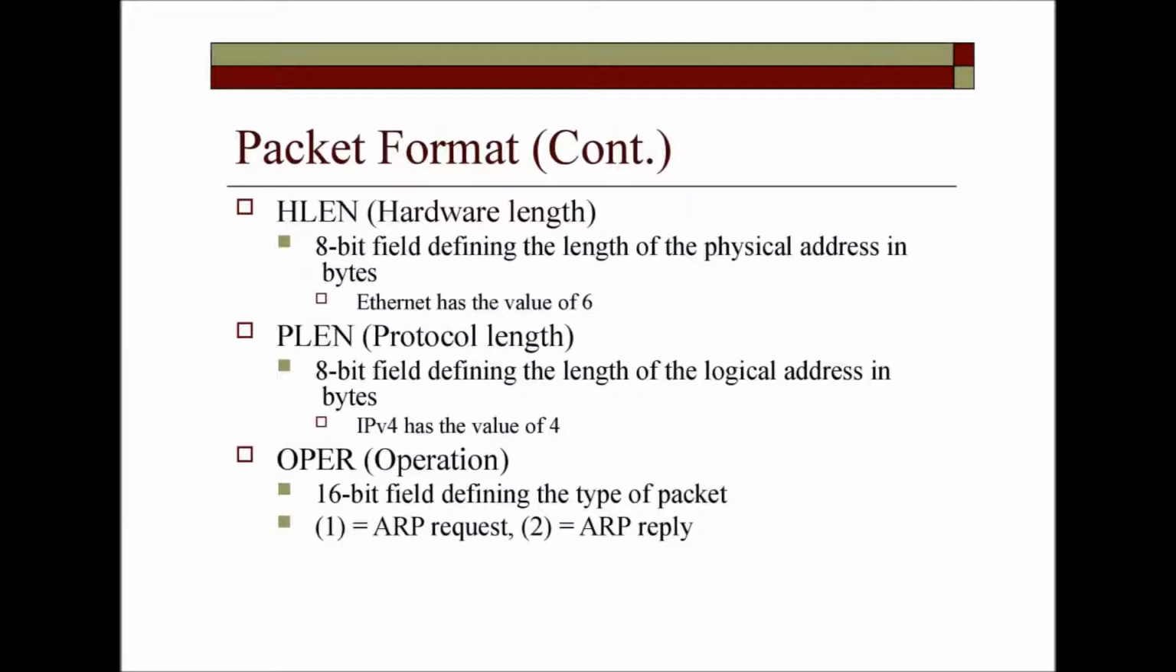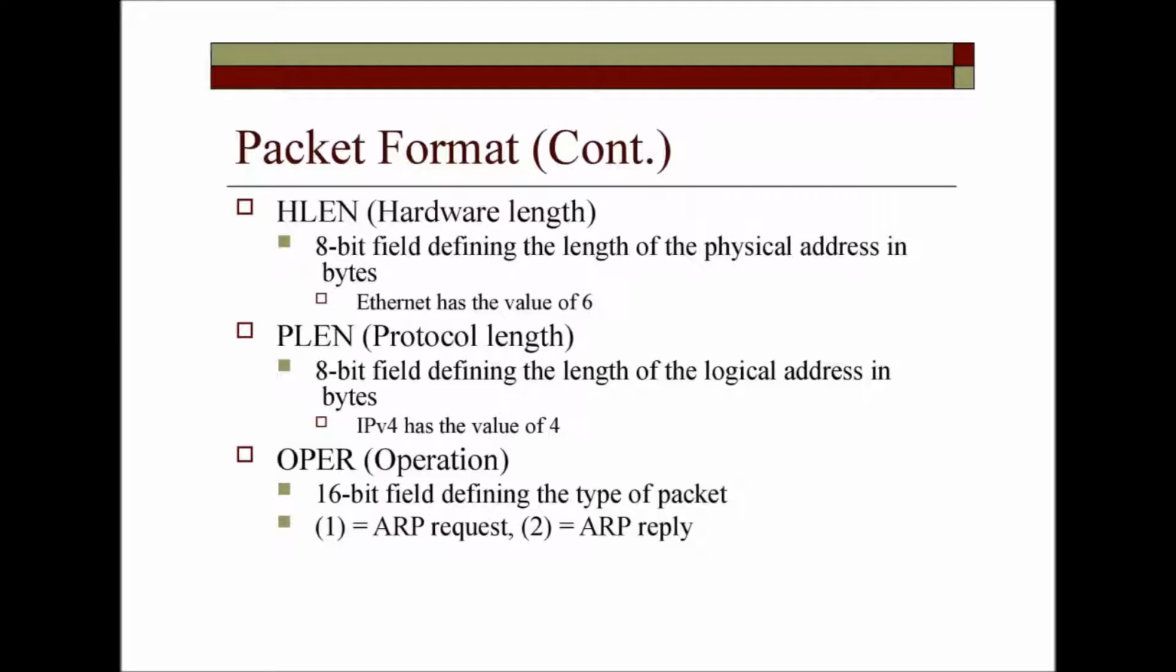H length is 6. Next is P length, which is the protocol length. It is an 8-bit field defining the length of the logical address in bytes. As we have discussed, IPv4 has 4 different portions, or 4 octets, or 32 bits. So the value of P length is 4. Next is operation.